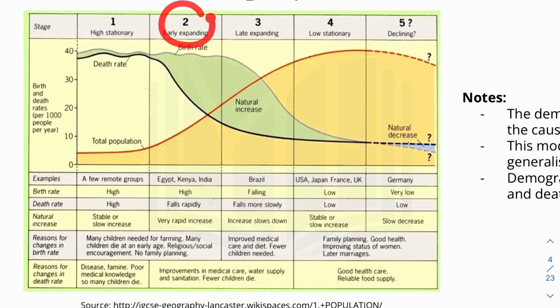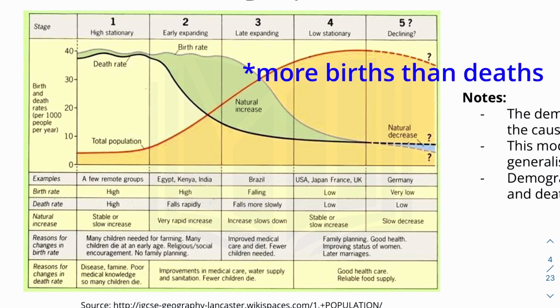But at stage 2, where it's an early expanding stage, birth rate remains almost constant, but death rate decreases. And this is due to better healthcare, better water sanitation, and lower infant mortality rate, which means that the death rate decreases and the birth rate stays the same. And this prompts the total population to increase due to more births than deaths.